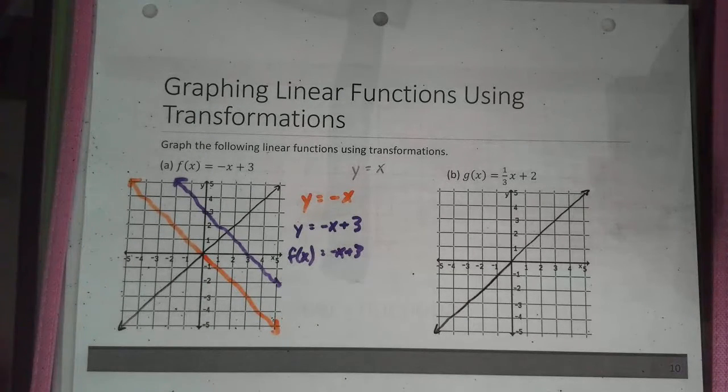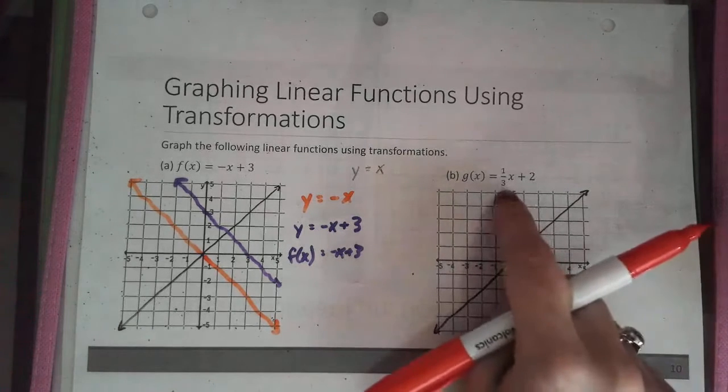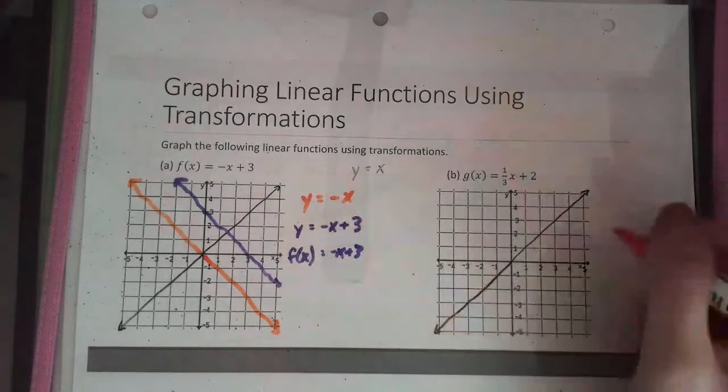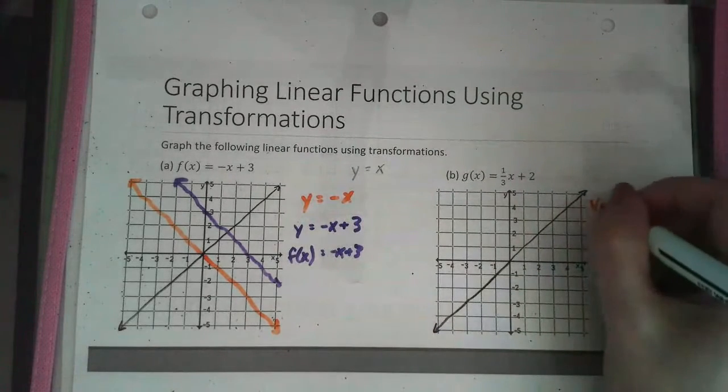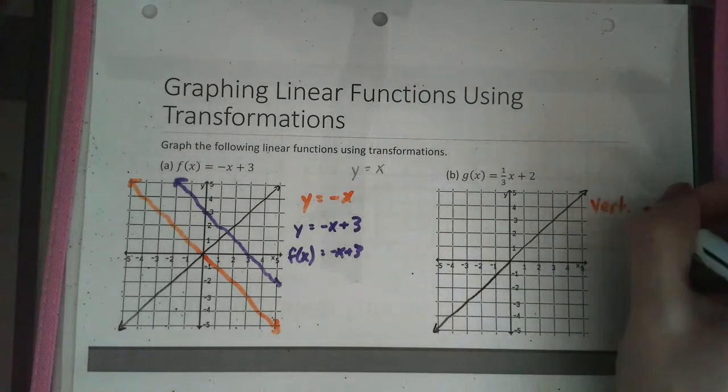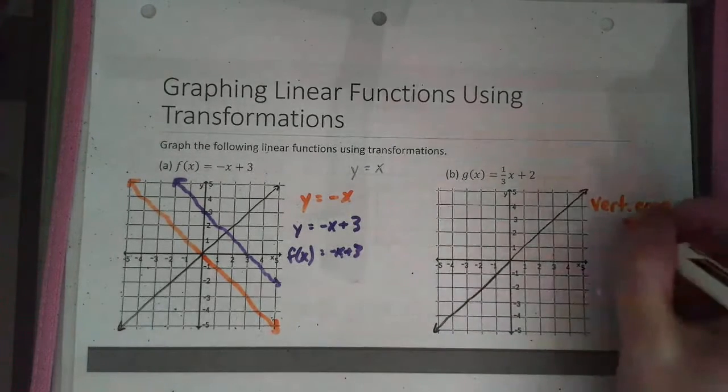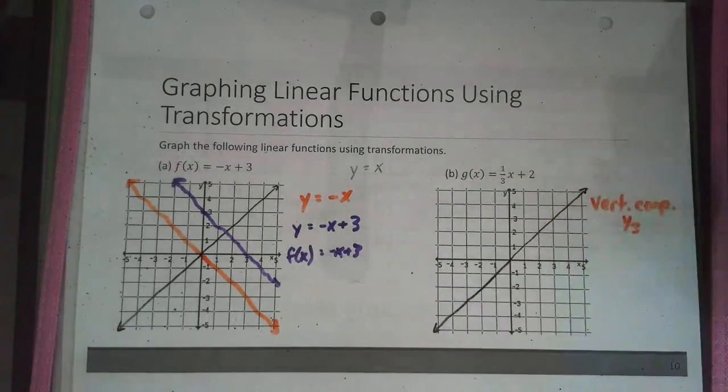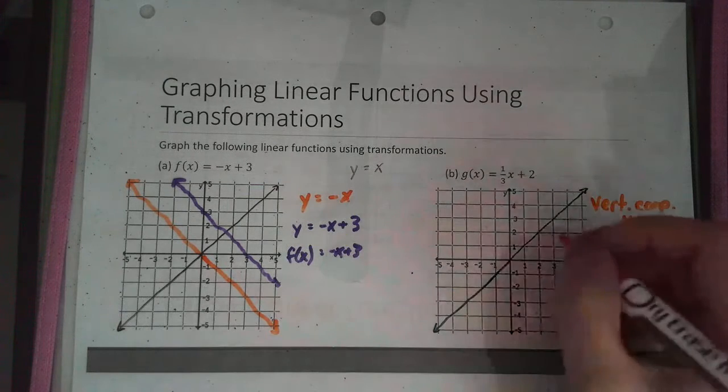Next up, we're looking at g of x equals 1/3 x plus 2. So what we have is a 1/3 out front of our function x, so we can think of this as a vertical compression by a factor of 1/3. So what we're doing is taking each of our y values and multiplying them by 1/3.